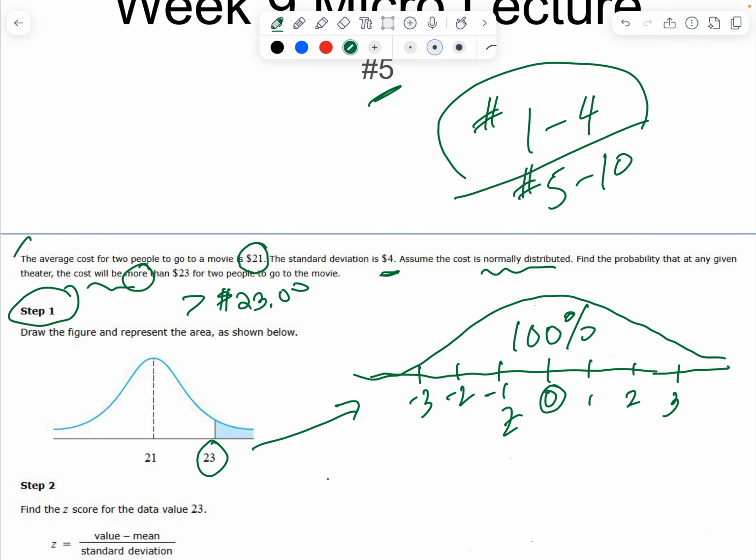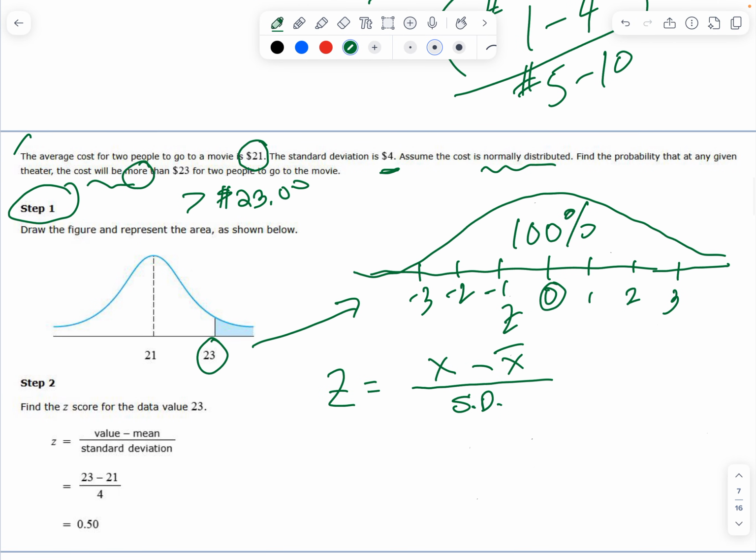So how do you convert it? The z-score converter is x minus x bar over standard deviation. In your ALEKS program, it'll say value, which is the x, minus your mean, which is x bar, over your standard deviation. All you're going to do is a subtraction and a division. We're going to convert this $23 to where it would be on this normal curve.